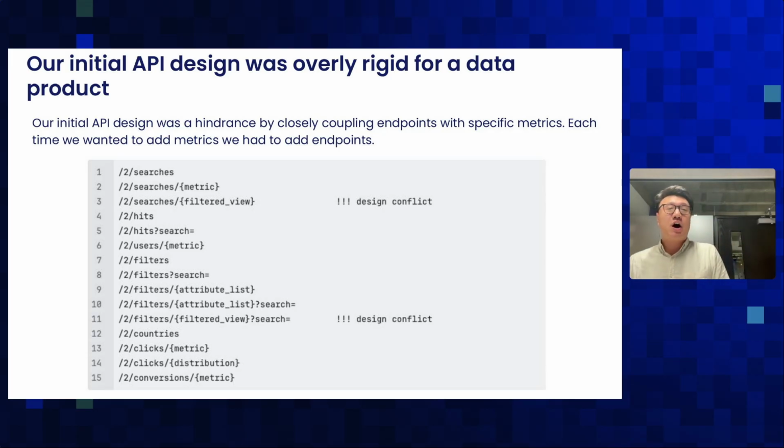But in addition, our API design wasn't really well suited for the flexibility that a data product needs. So our initial API design was based off of coupling specific endpoints with specific metrics. And that makes sense for most APIs, but for us, that was starting to become incredibly rigid. And it meant that we had to add a new endpoint each time we wanted to add another metric. Also, because these names start to become quite similar, there are situations where they appear quite similar, and it's unclear exactly what the API endpoint is calling. So that was another design flaw that we encountered.